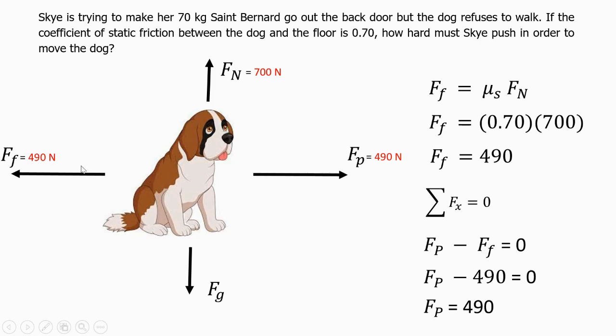The maximum friction force the dog's going to have when it's still is 490. If she pushes at 490, it's still balanced, but with any force greater than 490, the dog will start to accelerate.